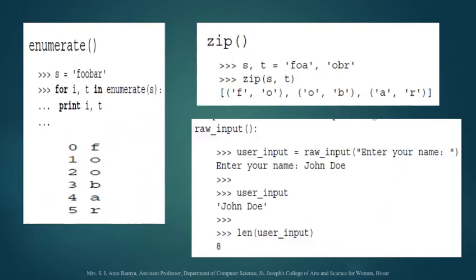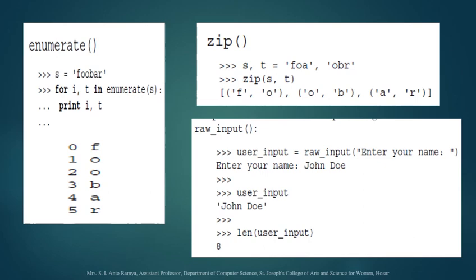Enumeration. So enumerate will assign values for the string that is given. So s is equal to foo bar is given, for i comma t in enumerate of s, print i comma t. So you can see foo bar is there, FOOBAR, and for that the indexing values have been given and it starts from 0.